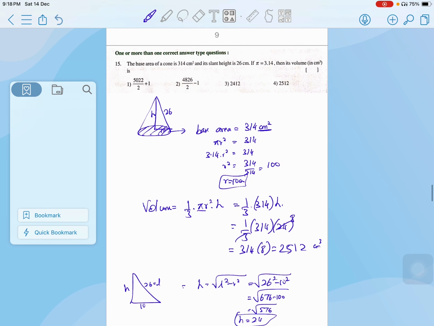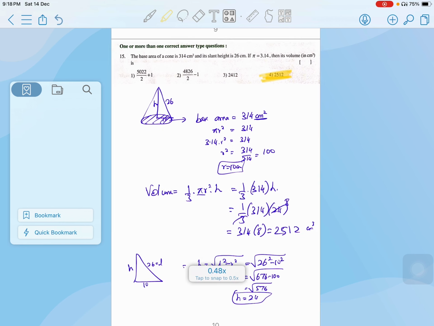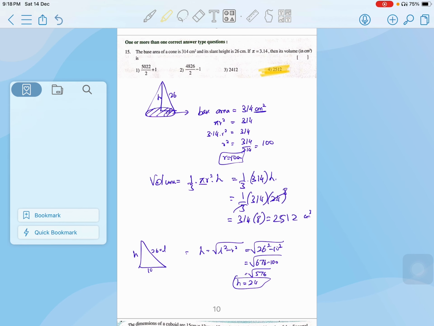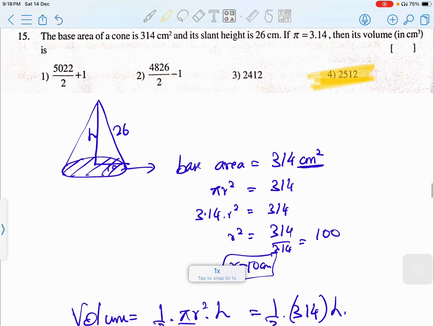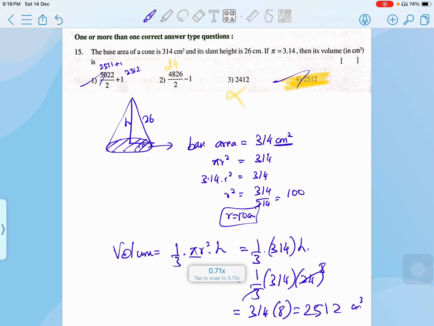So option 4 will be there, and if you check the other options also, it's supposed to be around 2500. When you divide this one, option C, definitely not. When you divide this, you will get 2400 something, and you must subtract also, you will not get it. But here when you divide, you will get 2511 plus 1, the same 2512. So option 1 as well as option 4 is true.